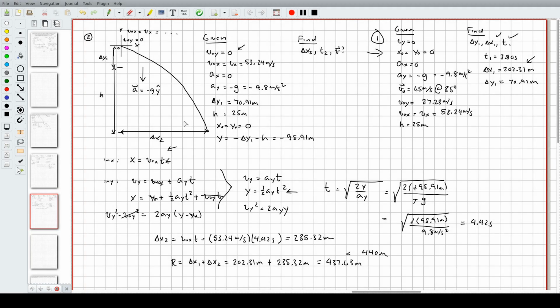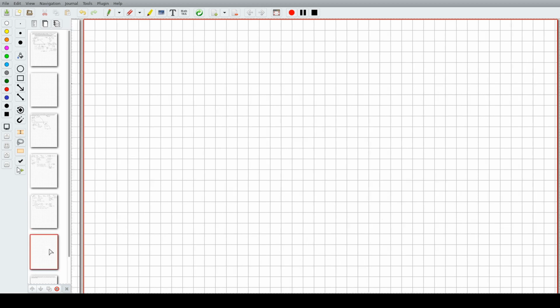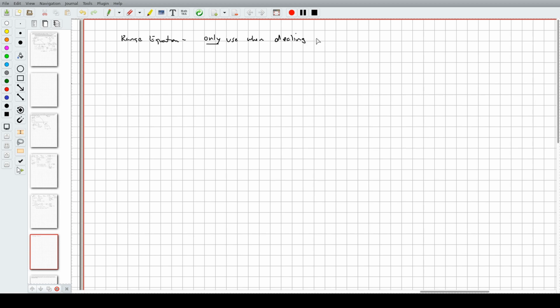Okay, so the next thing I would like to introduce is something called the range equation. It's useful in specific problems where things are symmetric. So let me write that up here. The range equation. You only want to use this when you are dealing with a symmetric problem.